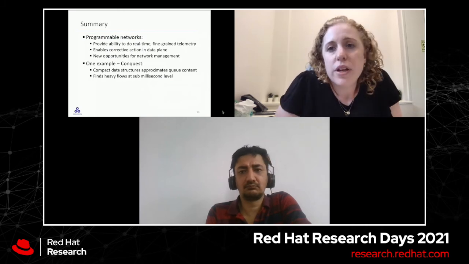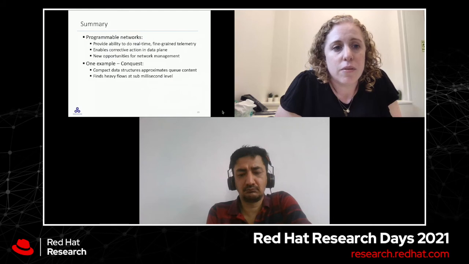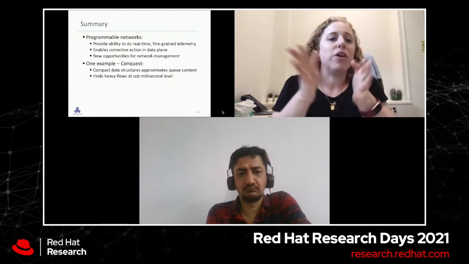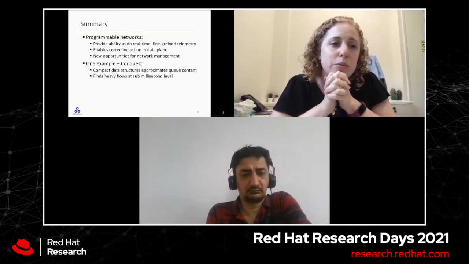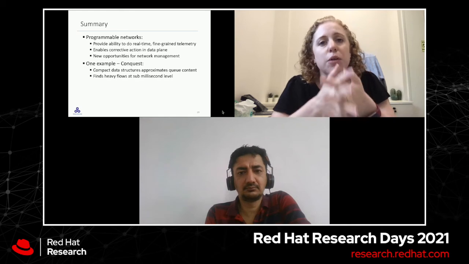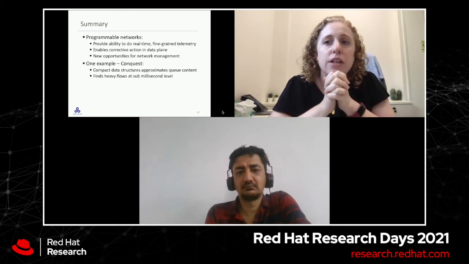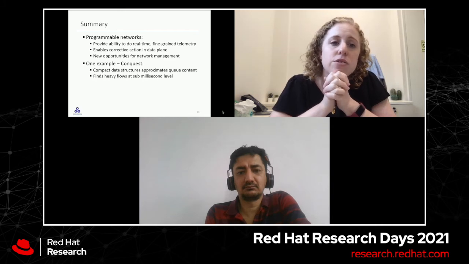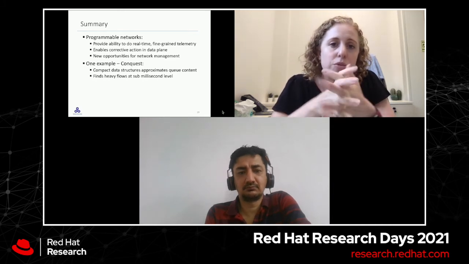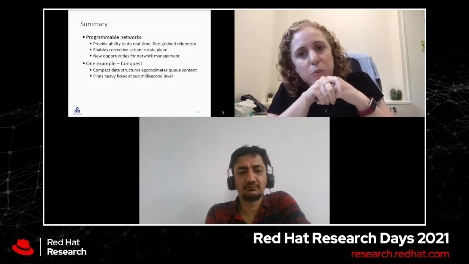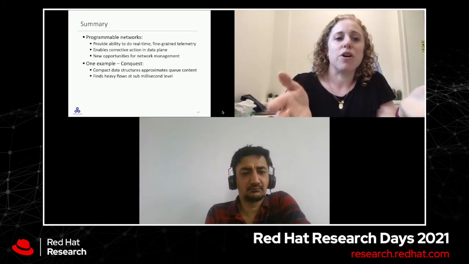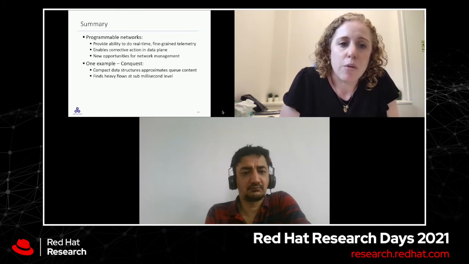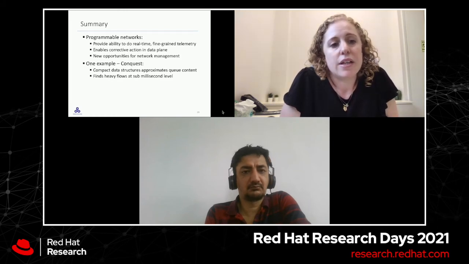So in summary, we've discussed programmable networks, and we've shown how we can use them to do real-time fine-grained telemetry. This enables us to take corrective action in the data plane, and it really gives us new opportunities for network management. We've talked about Conquest, which is just one example of what we can do with these switches, which is basically a system of compact data structures that approximates queue content and is able to find heavy flows at a sub-millisecond level.